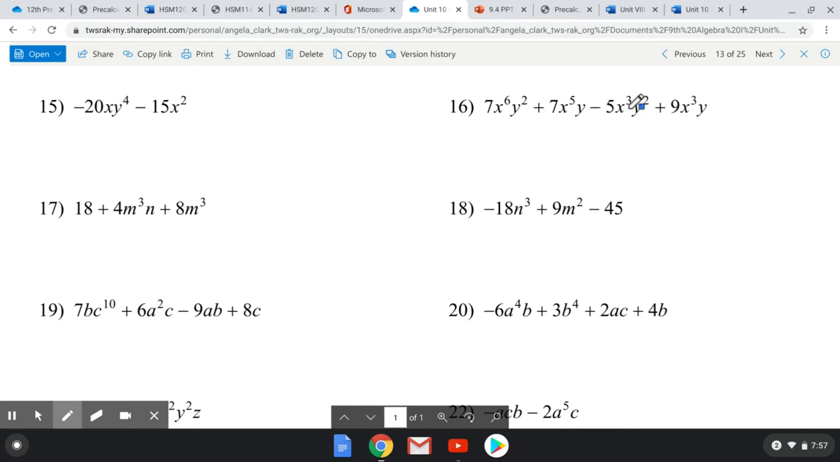Okay, so I'm not going to have a number that I'm factoring out. I'm just going to have variables, and that's fine. I don't have to factor out a number. If I can't factor out a number, that's fine.